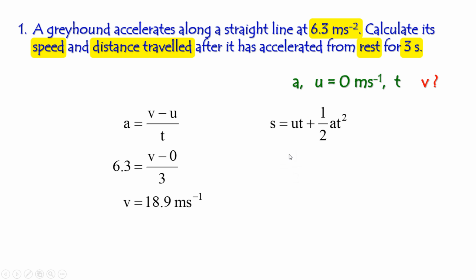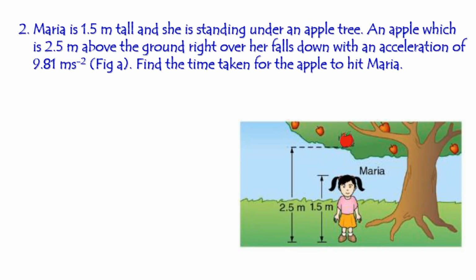And then it equals half, the acceleration is 6.3, and the time taken is 3 seconds. Don't forget to write down the square. So the value is 28.35, and the unit for distance traveled should be meters. So this is not quite difficult for Question 1. Is it okay? So we go to Question 2.